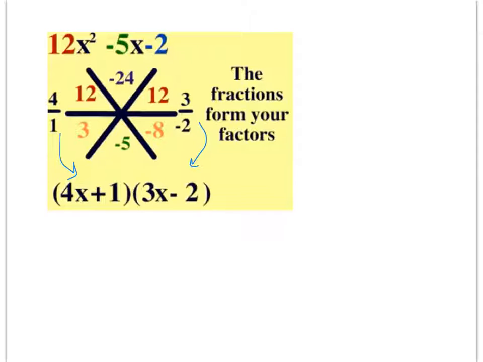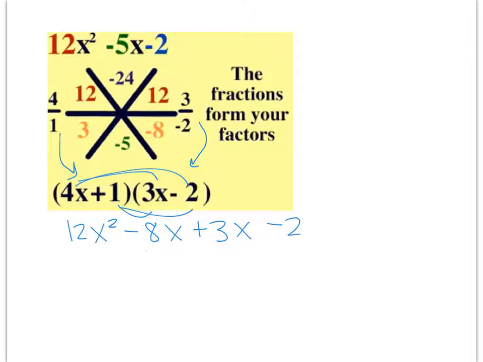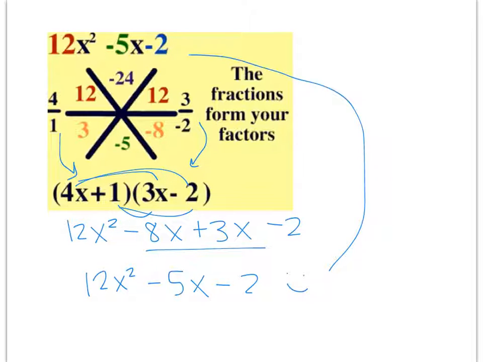So I will multiply here. 4x by 3x is 12x squared. 4x times negative 2 is negative 8x, plus 3x minus 2. If I put my middle terms together, I get 12x squared minus 5x minus 2, which is good because that's what I started with and that's what I wanted to factor.